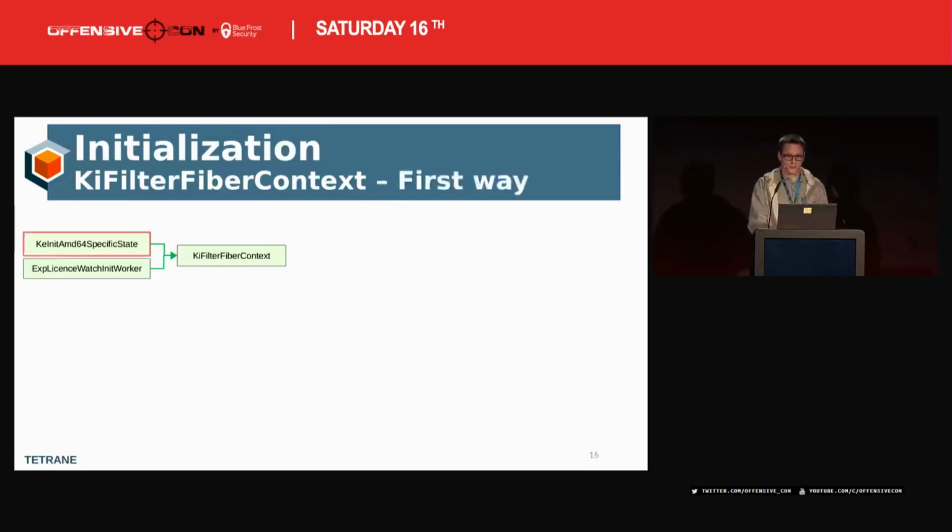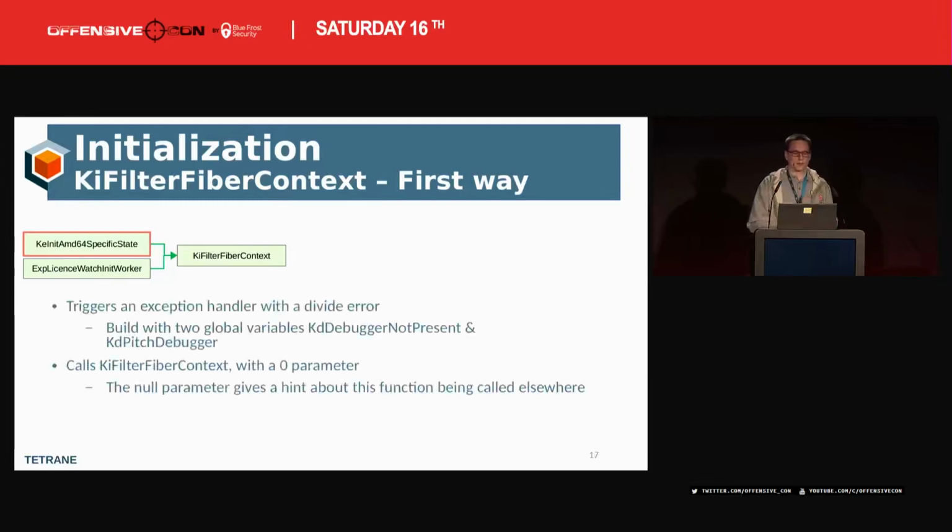The first manner is by KiInitAMD64SpecificState, and it will use some tricks to call KiFilterFiberContext. It won't just call it directly. It will trigger an exception handler with a divide error. But this divide error is built in a specific manner, such that it will use two global variables, which are KdDebuggerNotPresent and KdPitchDebugger. And you may guess that basically, if PatchGuard detects a debugger, then it will not be launched. So this is a nice divide error.